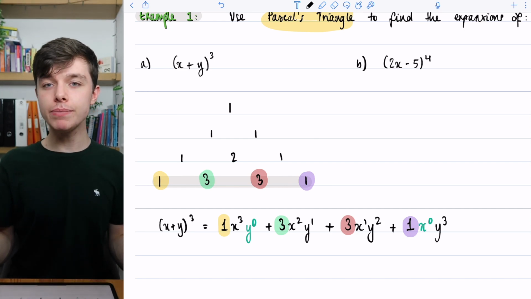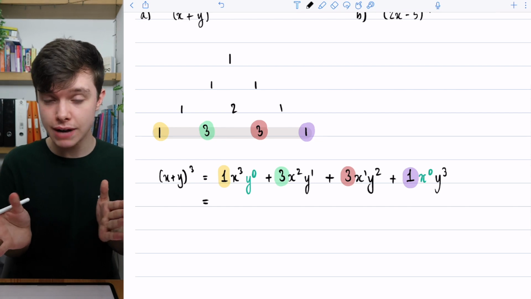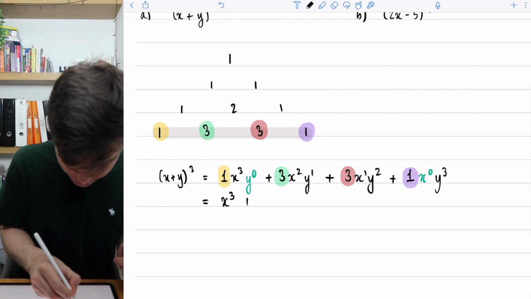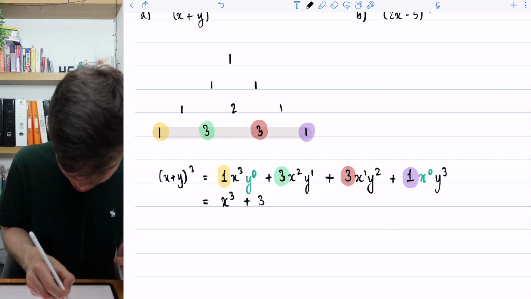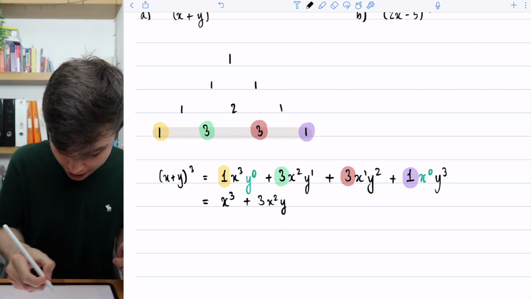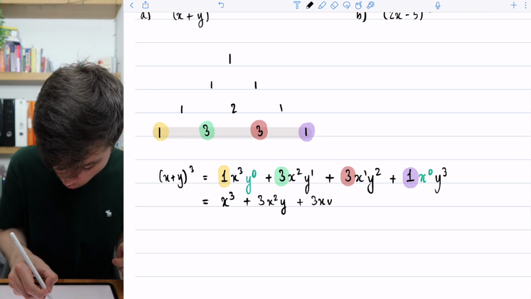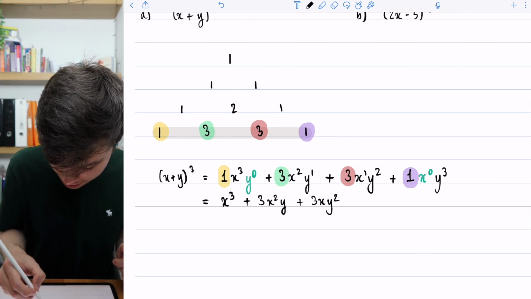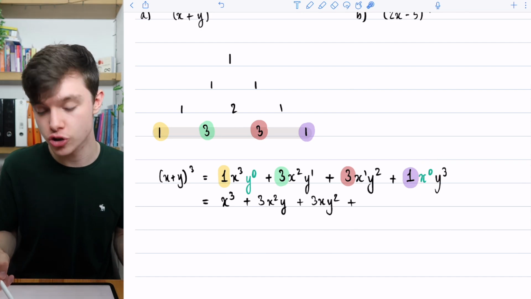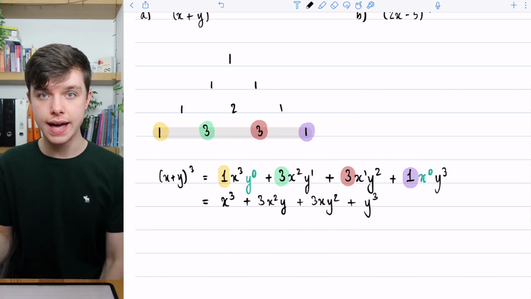And now we can just simplify that quite nicely. Okay, we've got 1. I don't need to write the 1, so I can just write x cubed. We still need that 3, and it's 3x squared y. I don't need the power of 1. I can add 3x, don't need the power of 1, y squared. And then I don't need that purple 1, and I don't need the x to the naught because it's just a 1. So I'm just going to have plus y cubed onto that.